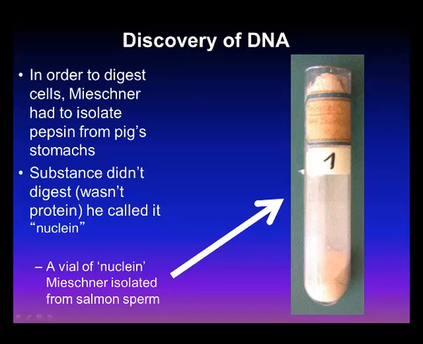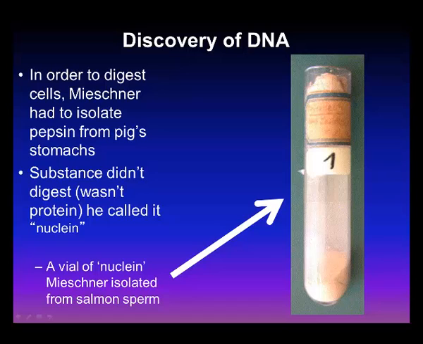Well, Fritz didn't have it that easy, and in order to find enough pepsin to work with, he had to collect it from stomachs. He did this by isolating pepsin from pigs' stomachs. So he went around to slaughterhouses, collected these stomachs, took them back to his freezing cold laboratory, isolated the pepsin from them, and then tried to see if that pepsin would digest his nuclein. It turned out it did not digest.